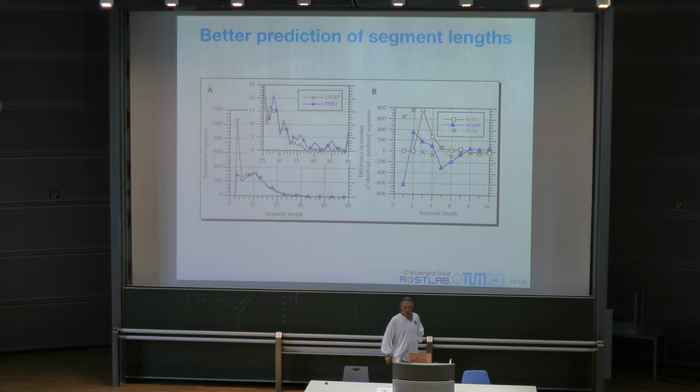And this is also true when you look at the distributions here. Red is the distribution of the segment length observed, blue is predicted. This is the number of segments of helices, beta strands and other, and you see that really the blue and the red are very, very similar. So the entire distribution is somehow similar, yes?